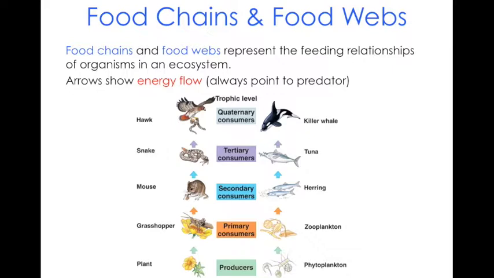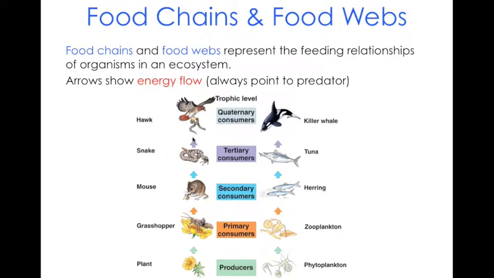One of the things to note here is that when you look at food chains and food webs, you use arrows to connect different organisms together, and the arrows always point in the direction of the predator, meaning it shows which way the energy is flowing to. It's flowing towards the predator.